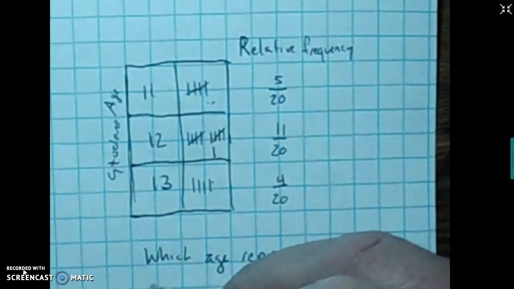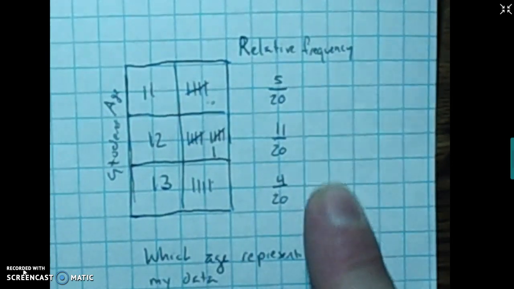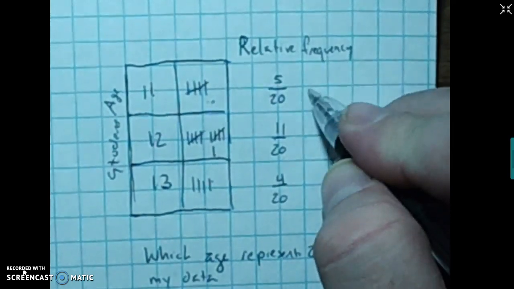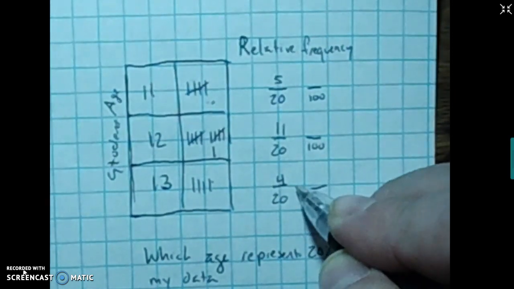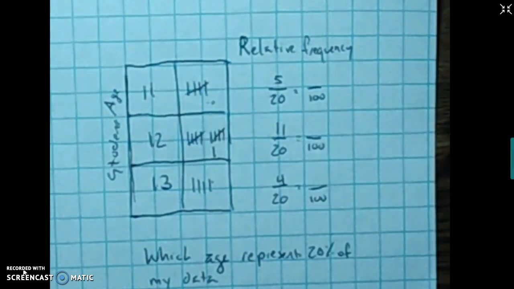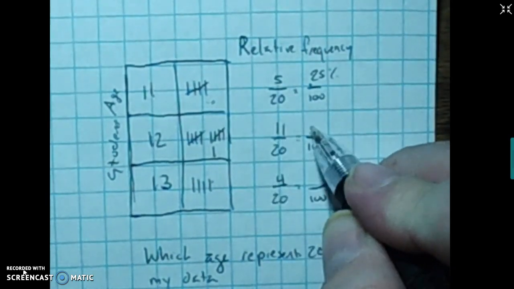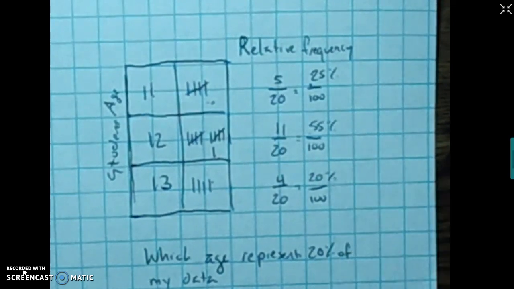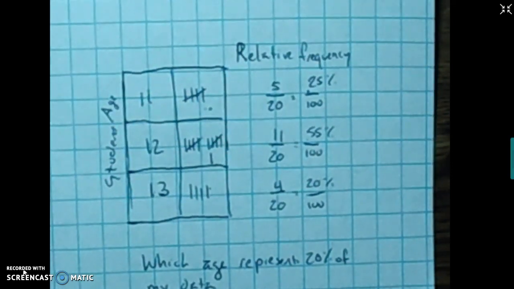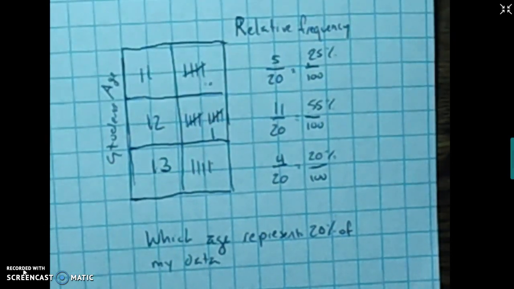Do I know any percents yet? Could I find the percent for all of these? Yes. Okay, let's set it up. Each fraction equals x over 100. Is there a nice pretty scale factor? Yes. What is it? 5. 5 times 5 is 25. 11 times 5 is 55. 4 times 5 is 20. Which age range represents 20% of my population? 13. So 13 years old is 20% of my population.